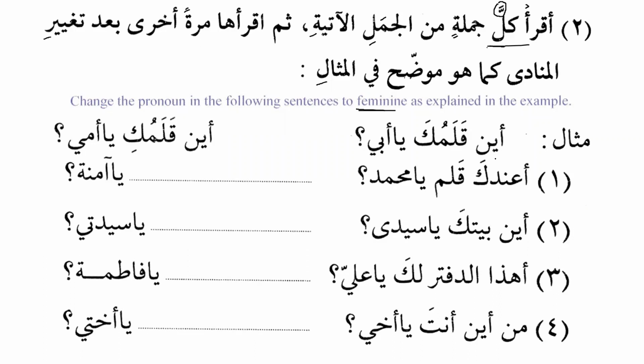So for example, Aina qalamuka ya abi, where is your pen, O father? And Aina qalamuki ya ummi, where is your pen, O my mother? So now we can see here that when you are talking to the mother, you will say qalamuki, and when you are talking to your father, then you will say qalamuka.